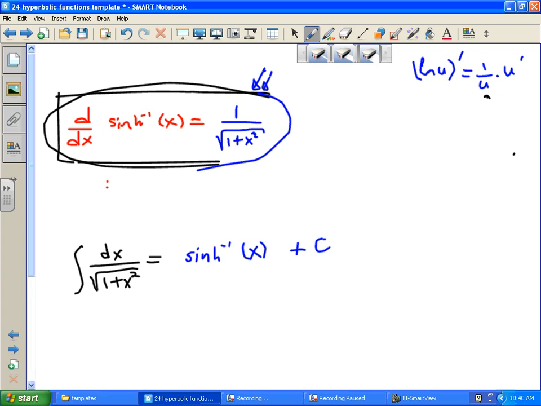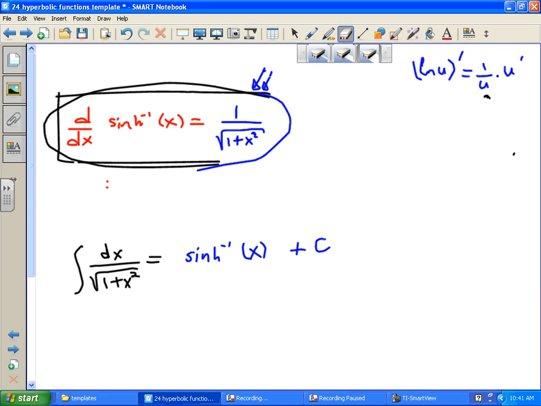Could you have done this question with u substitution? Could you have integrated this using u sub? No, there is no x on the top, right? Could you have used the regular inverse sine function? No, because you don't have a minus on the bottom. So you had to use something different, and that something different is the hyperbolic sine inverse function.